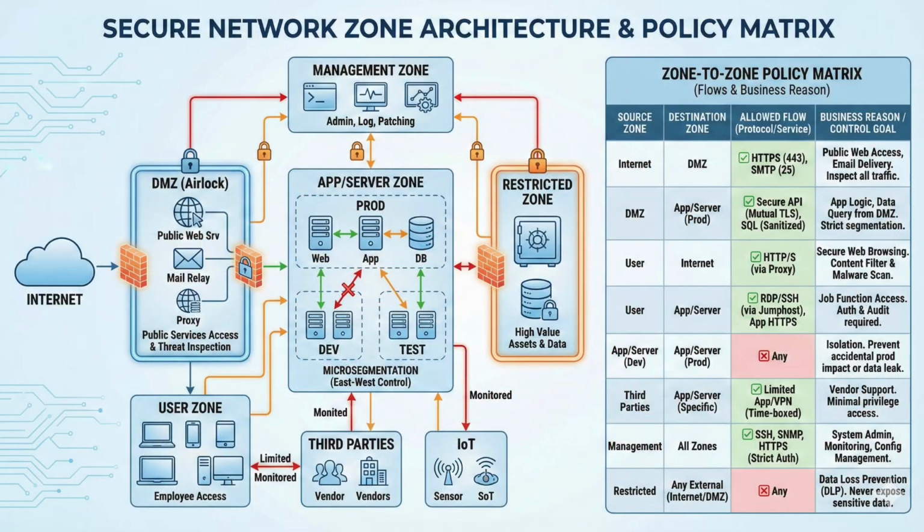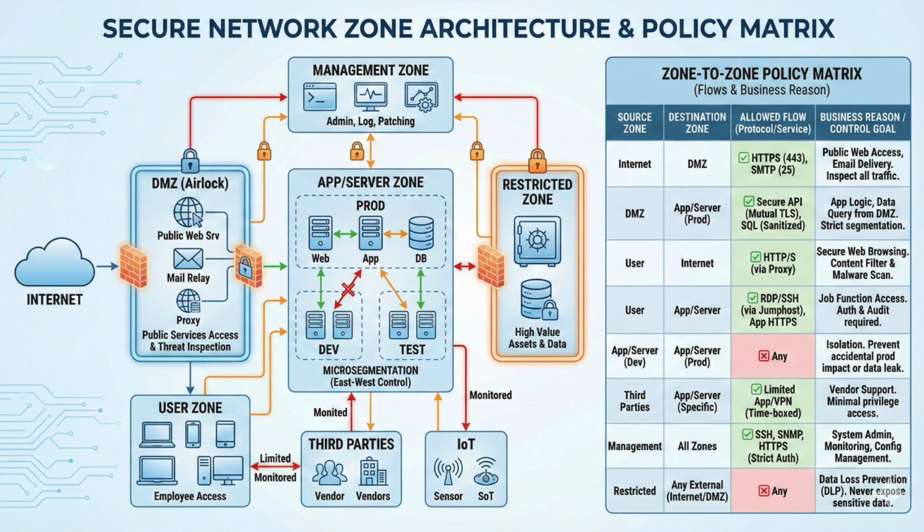Now we translate principles into topology using zoning and segmentation. Think in zones: Internet, DMZ, user networks, server or application networks, restricted data zones, and a dedicated management zone. Each zone has a different trust level and a different set of allowed flows. The engineering trick is to make policy explicit. Create a zone-to-zone matrix that lists exactly which source zone can talk to which destination zone, on which ports, and for what business reason. If a flow isn't in the matrix, it doesn't exist.